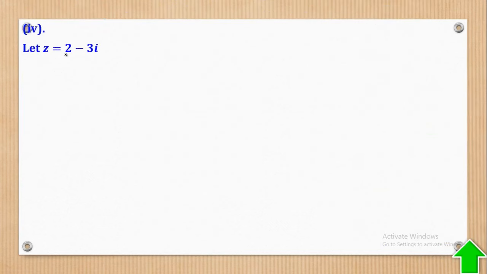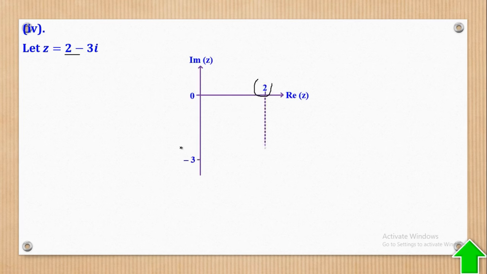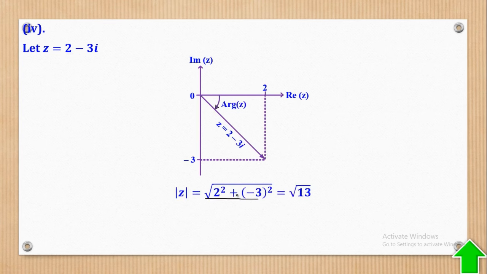Roman 4 is 2 minus 3i. So positive real and negative imaginary, meaning it's in the fourth quadrant. We shall put positive 2 here and negative 3 here, and this will be the complex number. The arrow has to be seen. The modulus is easy: real squared plus this squared, everything under square root. But for the argument, you must be keen. It is now negative arctan, so if it is in the fourth quadrant, it should be negative arctan.